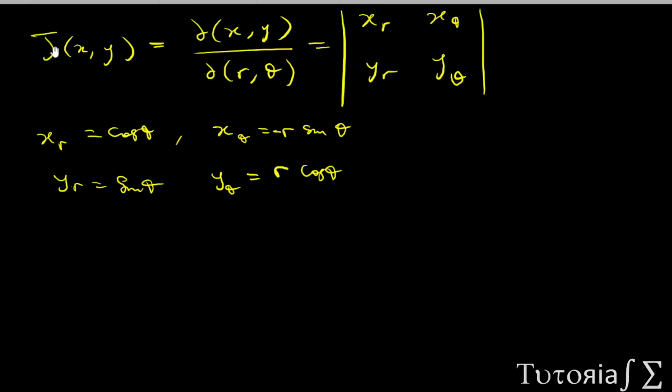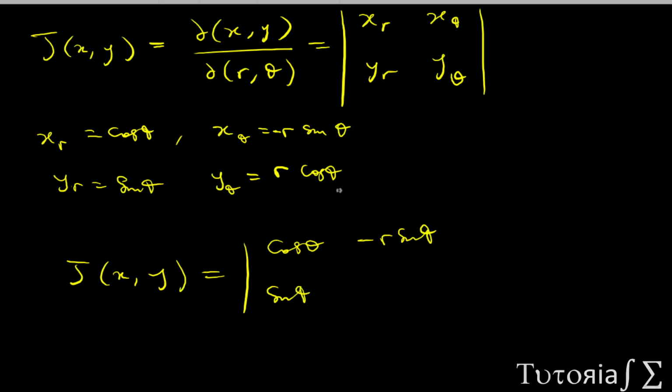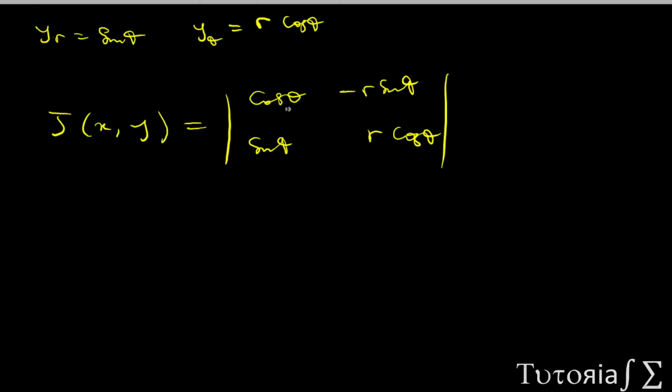So from here, we just replace in the matrix. The Jacobian of x and y will be equal to the matrix with cos theta, negative r sine theta, sine theta, and r cos theta. This is a 2 by 2 matrix, so we multiply the diagonals minus the other diagonal. So this times that will be r cos squared theta, minus this times that, which will be negative r sine squared theta.